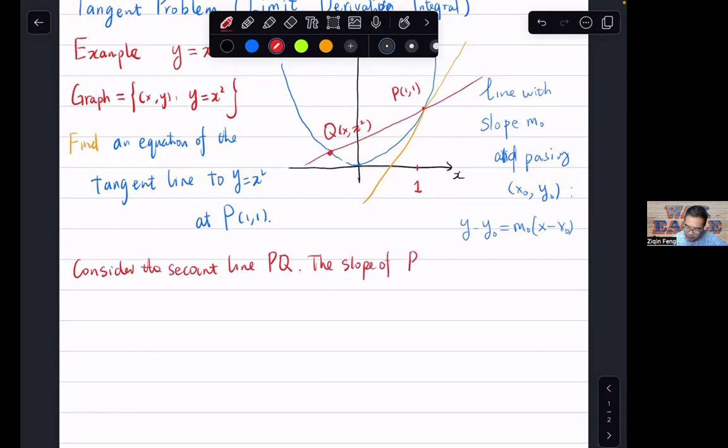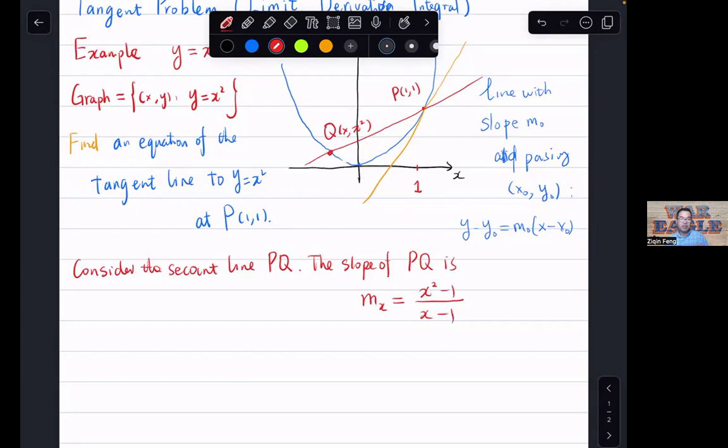The slope of PQ, that's easy. Let's use the notation mx because that corresponds to Q. The x coordinate for Q is x, so let's call that mx. mx is the difference of y values over the difference of x values, so that is the slope of PQ. But recall that we are looking for the slope of the tangent line. This for sure is not the tangent line, but if you think deeper, right?